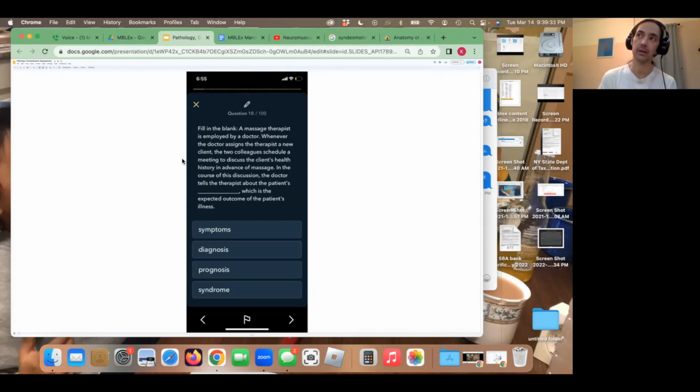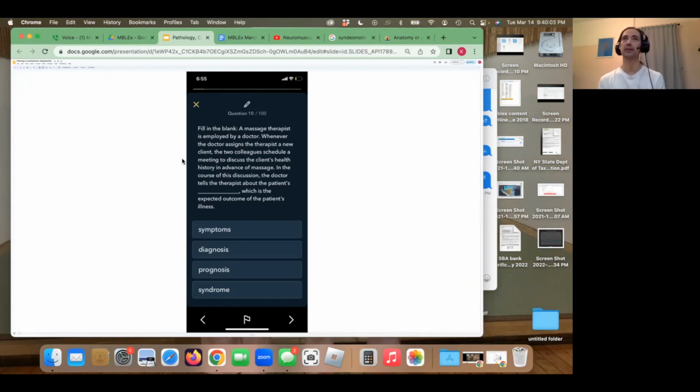Symptoms. Prognosis. Vincent, what do you think? Prognosis. Yes. Can you tell us why? Prognosis comes after the symptoms have been introduced, and after the diagnosis. It's after both diagnosis and symptoms. You collect the symptoms, you diagnose the problem, and then from the diagnosis, in combination with the patient's health history, you have the prognosis.